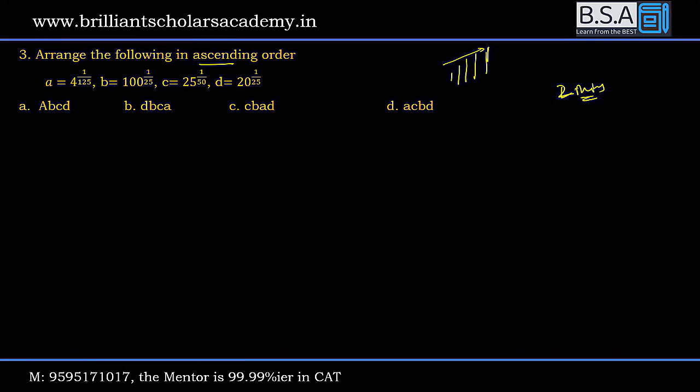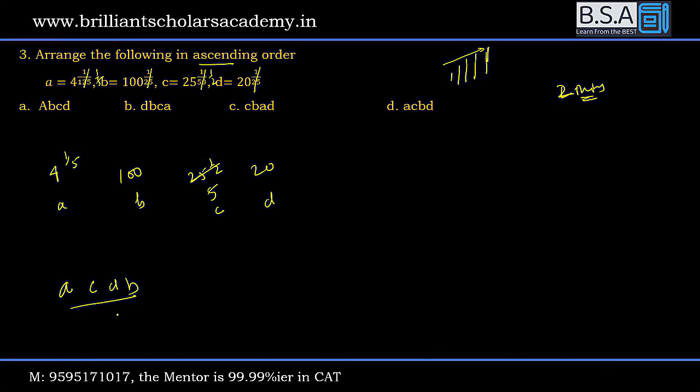Multiples of 25. What you could do in one single shot is cancel this. The power becomes 1 by 2. Cancel this. Cancel this. Power becomes 1 by 5. 4 to the power 1 by 5. 100, 25 to the power 1 by 2. And 20. This is basically 5. So if this is A, this is B, this is C, and this is D, the smallest one is A, then we have C, then we have D, then we have B. A, C, D, B.